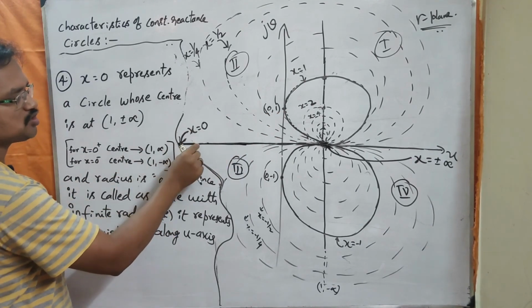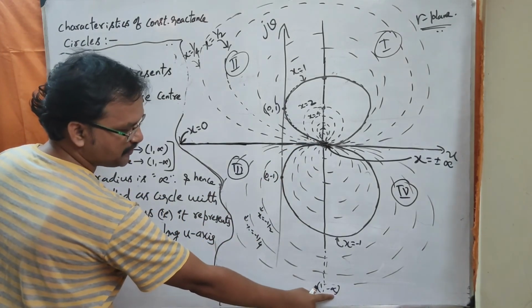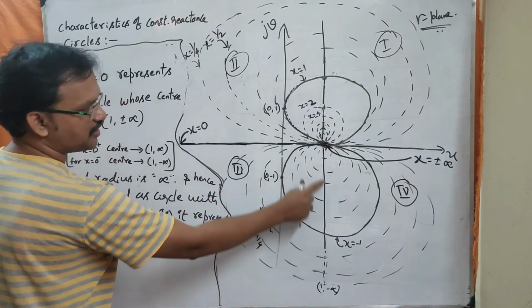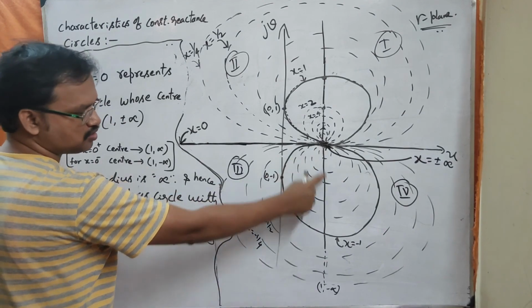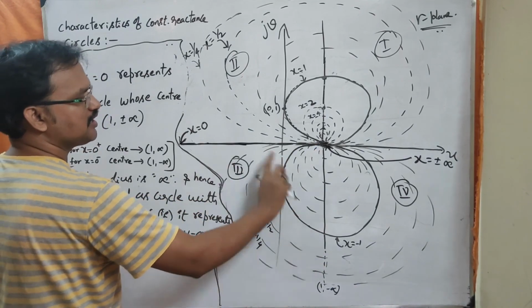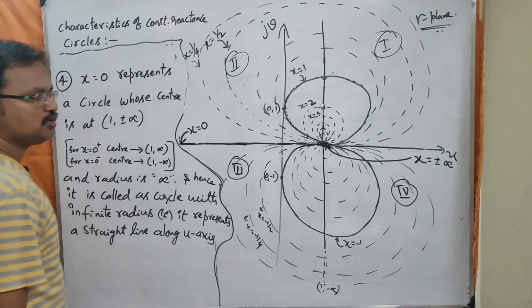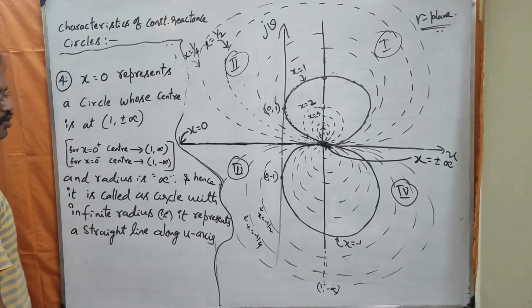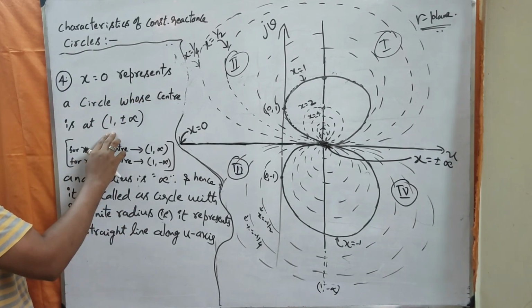Or if you consider x is equal to 0 minus, the center will shift to what? 1 comma minus infinity, and the distance from 1 comma minus infinity to 1 comma 0 is also infinity. Yes or no? So with this infinite radius, if you try to draw a circle, you are going to get what? You are going to get this straight line on the u axis. Understood?